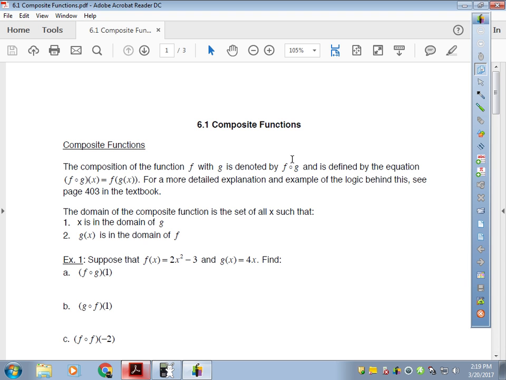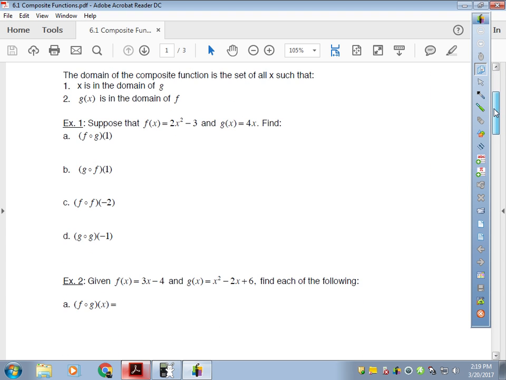F composed of g. And really what it means is that you're taking the second function and you're plugging it into the first function. So you're having f of g of x. So g of x gets plugged into the f function. So f of g of x. And there's a little bit more detailed explanation and some of the logic behind this that you can find in your textbook. Just look it up in section 6.1. It's pretty straightforward.